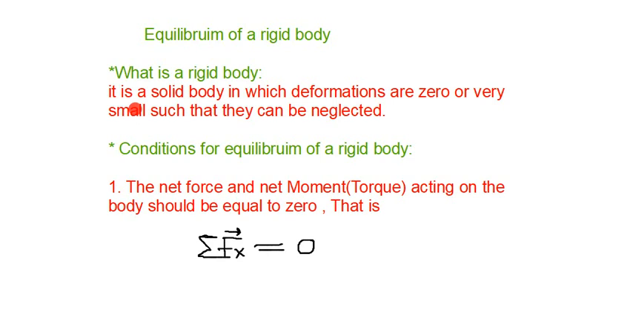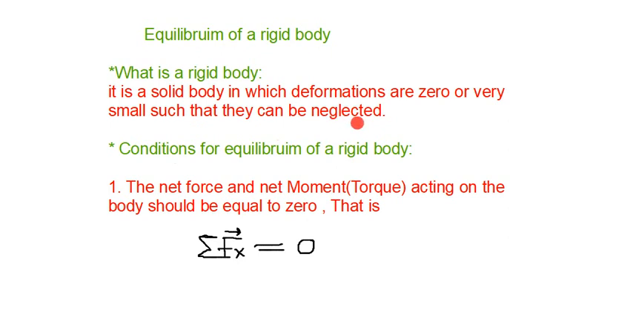but realistically this does not happen. This is just an idealization that we are going to use for our analysis of rigid bodies. But you must not forget that no body is perfectly non-deformable. They do deform to some degree, but the deformations are small such that we can ignore them. So that is the definition. It is a solid body in which deformations are zero or very small such that they can be neglected.